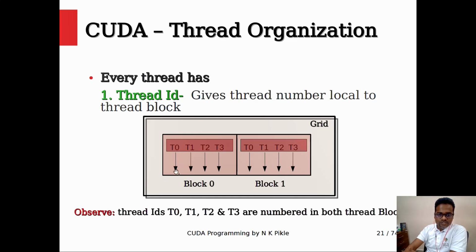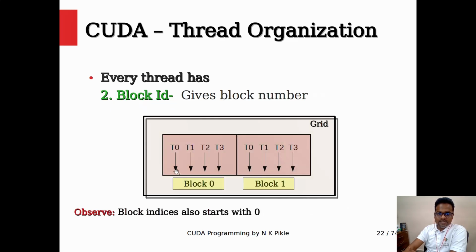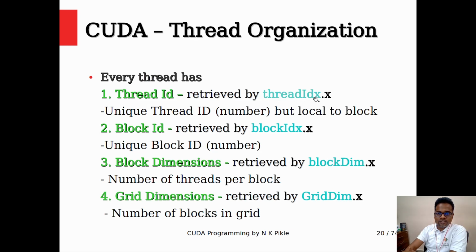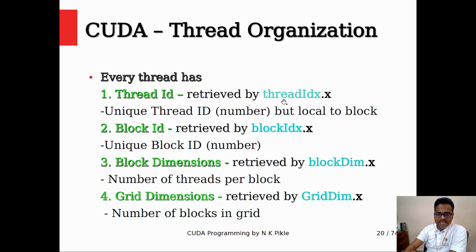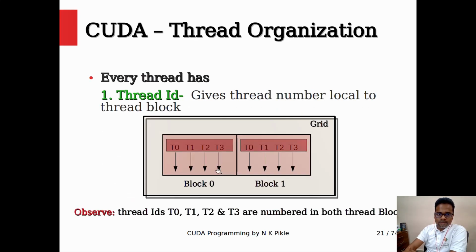Now if this thread 0 executes this statement threadIdx.x, then it will return the ID of this thread as 0. And the same ID will be returned for this thread also. So if this thread 0 executes threadIdx.x, then it will also return the same value, right? So this gives the thread number local to the thread block.